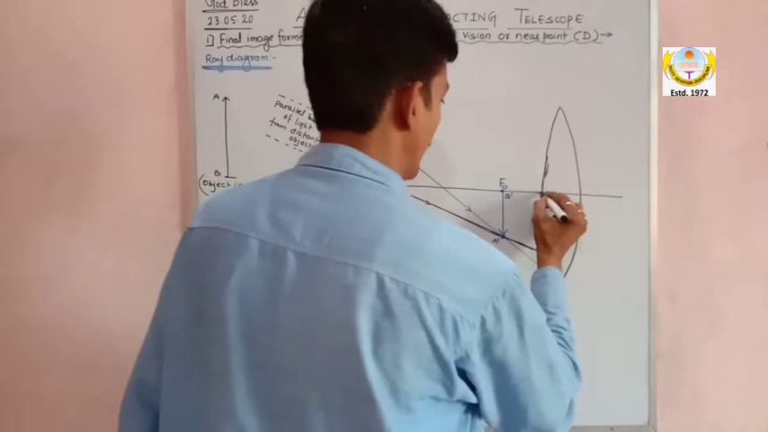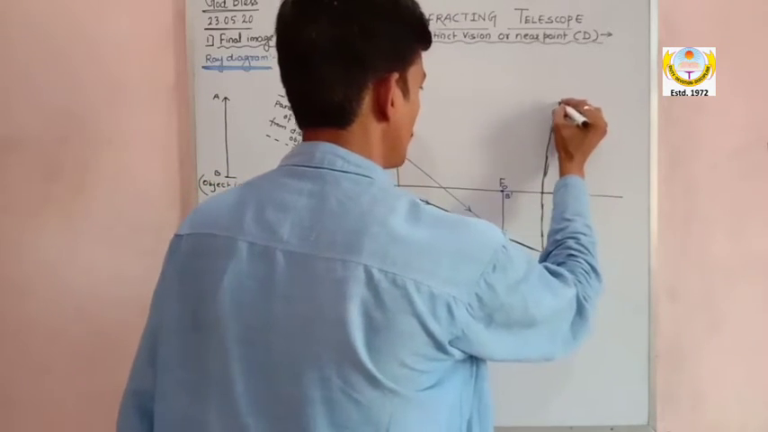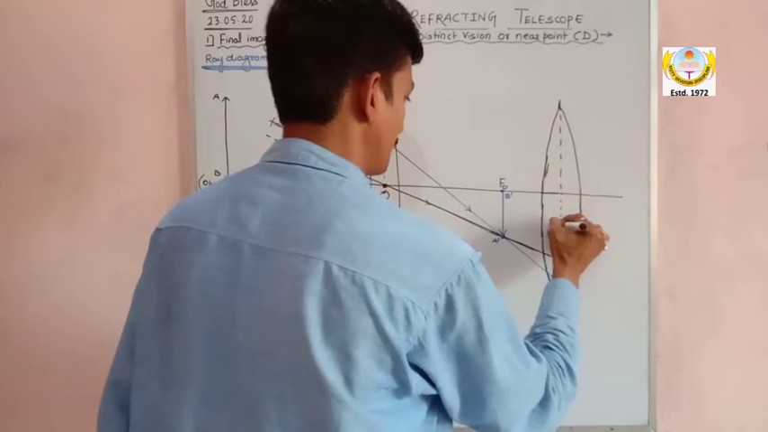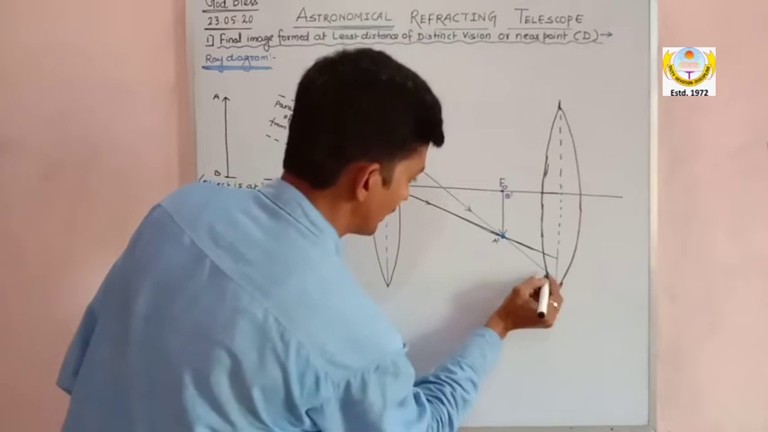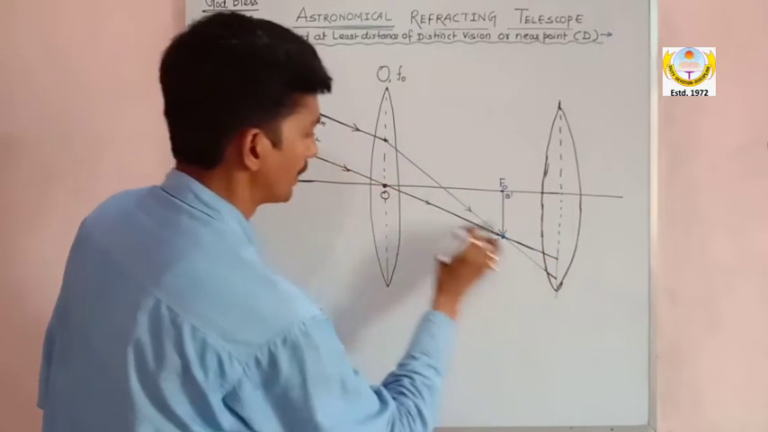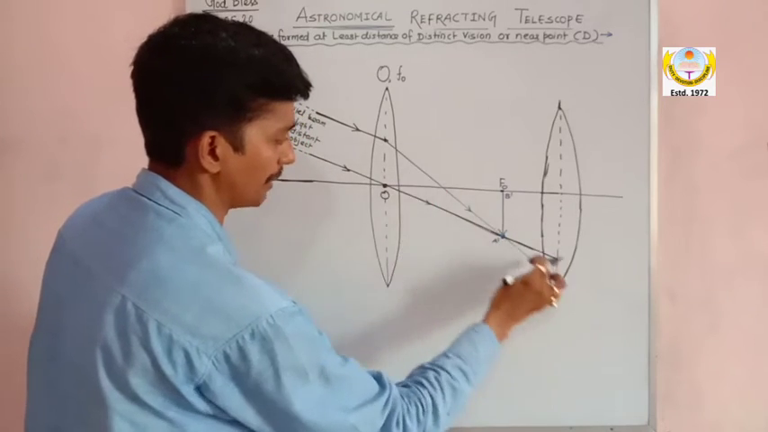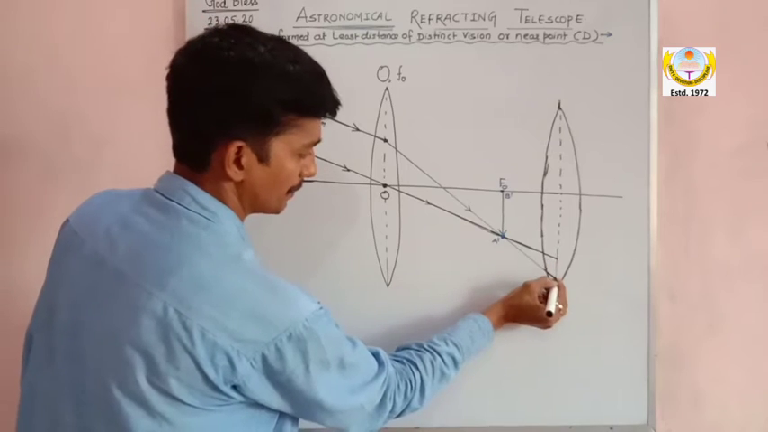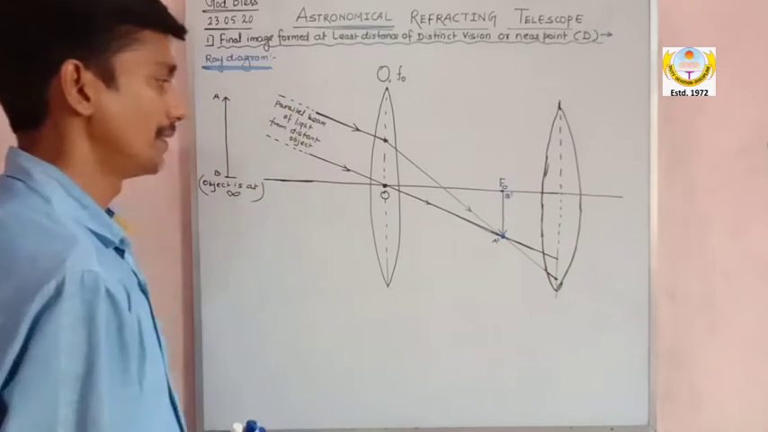Here, say I have drawn the eyepiece lens. This is your optic axis, and these are the two rays which are falling at these two points. You can see one coming from the optical center and the other coming from where refraction takes place, and it is coming here. You can see, my dear.